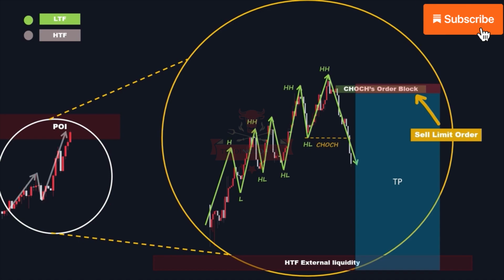With a stop loss set a few pips above the highest point of the zone. And for the take profit, we set it at the external liquidity of the higher time frame.